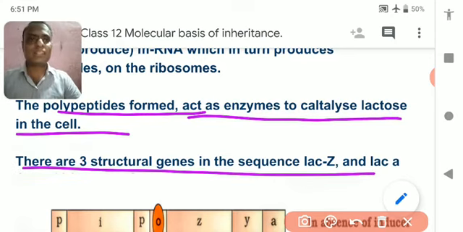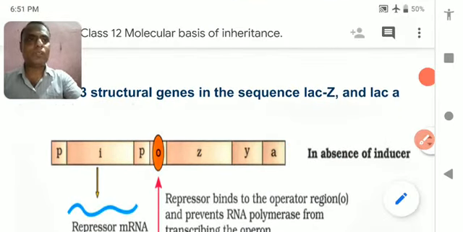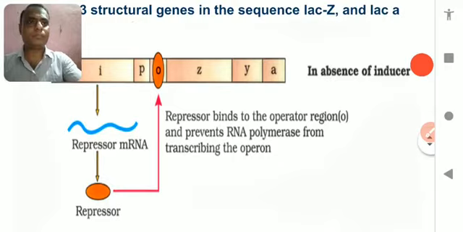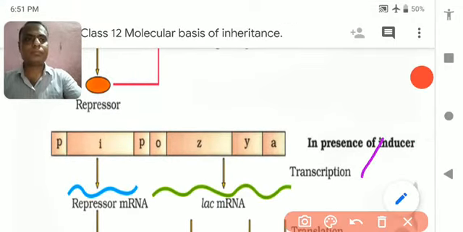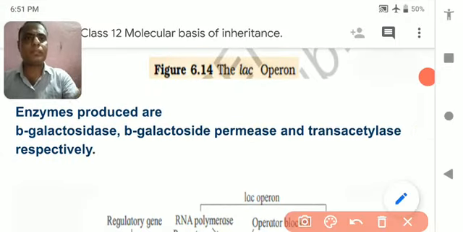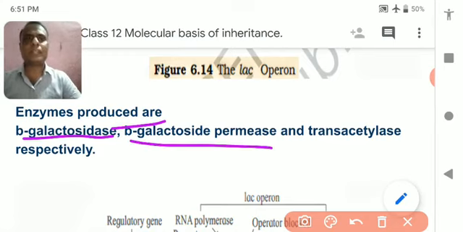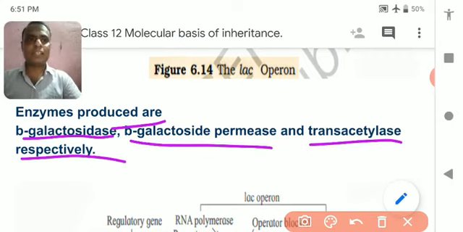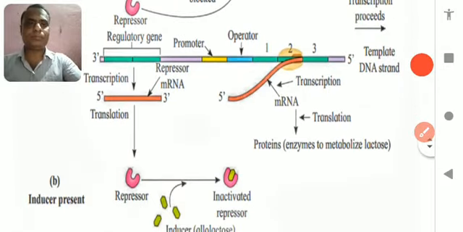There are 3 structural genes: Z, Y and A. Y is not written over here. Z, Y and A. Next, the enzymes produced are beta-galactosidase, beta-galactoside permease and transacetylase respectively. So there are 3 different kinds of enzymes produced by the structural gene.